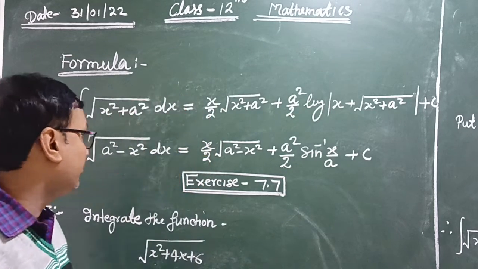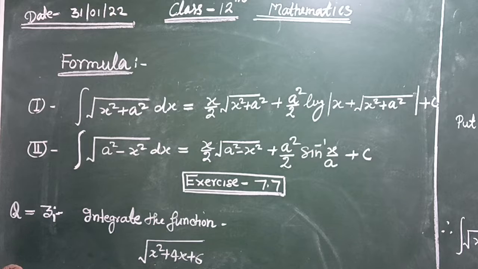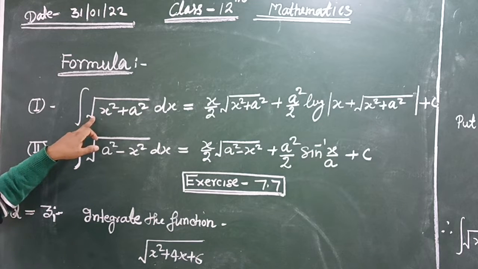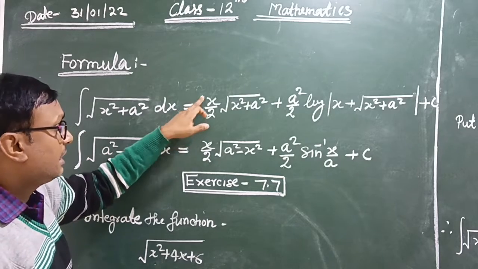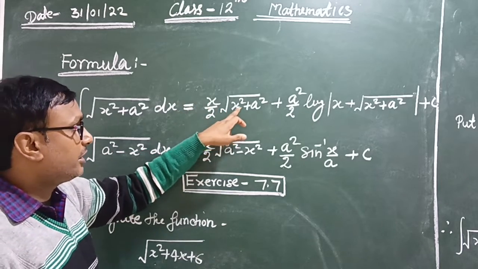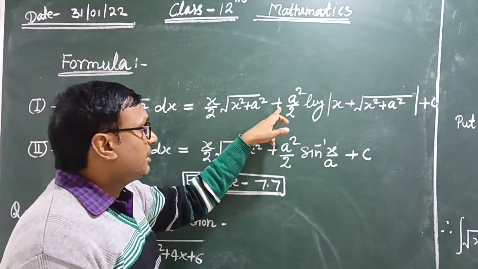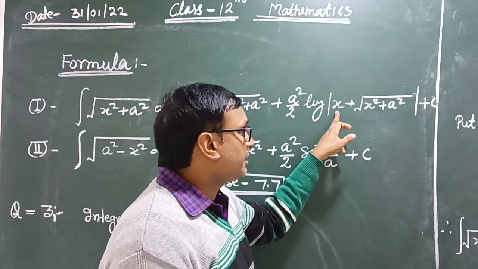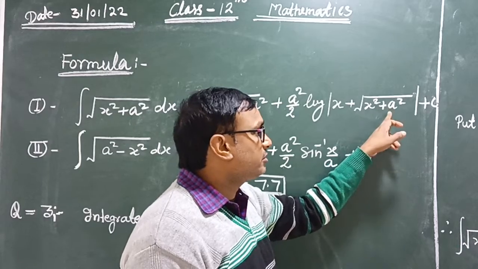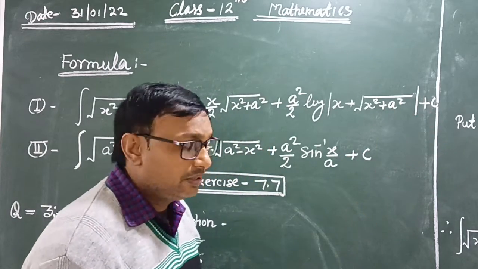The first important formula: the integration of under root x square plus a square dx is equal to x by 2 under root x square plus a square plus a square by 2 log modulus of x plus under root x square plus a square, plus c.